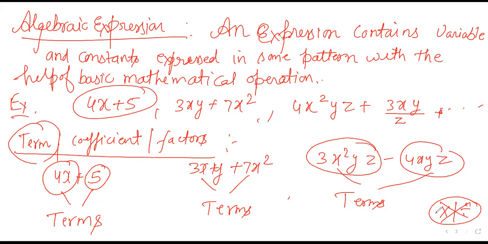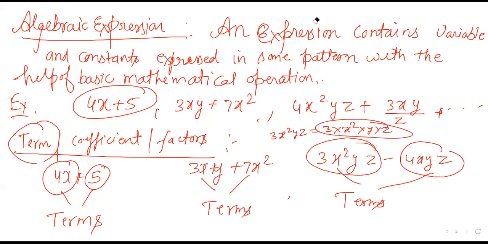If you see 3x square yz, you will write this as 3 into x square into y into z. Definitely you will write that. But these are not separate terms, there will be only one term. The writing pattern will be different. That's why I said multiplication and division cannot separate the terms of the algebraic expression. Terms will be separated by addition and subtraction.